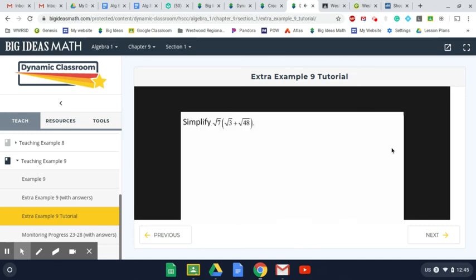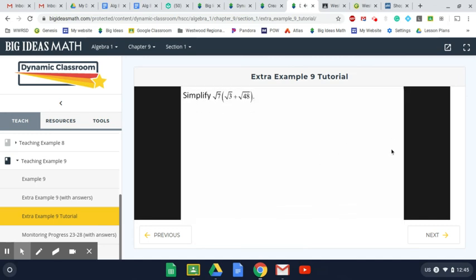Simplify the square root of 7 times the quantity the square root of 3 plus the square root of 48. First, use the distributive property to rewrite the expression as the square root of 7 times the square root of 3 plus the square root of 7 times the square root of 48. Next, use the product property of square roots to write the expression as the square root of 21 plus the square root of 336. Next, factor using the greatest perfect square factor.